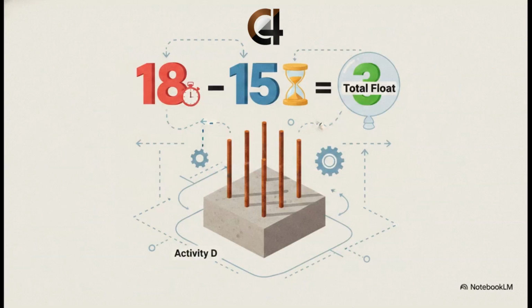Let's look at activity D as an example, pouring the concrete foundation, which sits on our shorter 15-week path. To find its total float, we just take the total duration of the critical path, which is 18 weeks, and we subtract the duration of the path containing activity D, which is 15 weeks. Simple math, right? 18 minus 15 leaves us with exactly 3 weeks of total float.